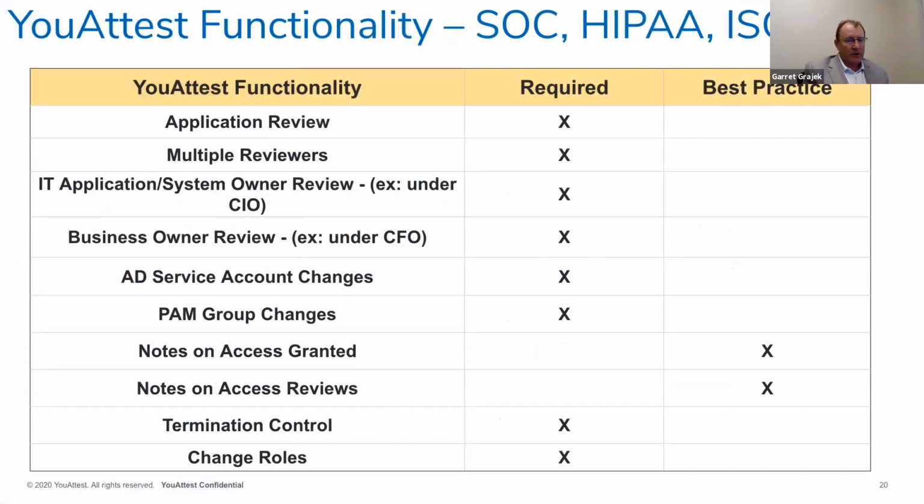Bottom line, real tactical here. Part of your type 2 reports is showing access reviews. Who has what? And why did you grant? That's exactly the check boxes that UATest fills.